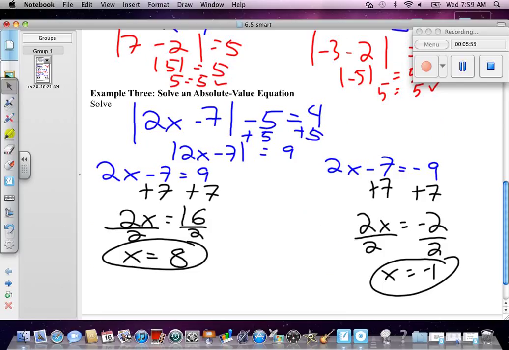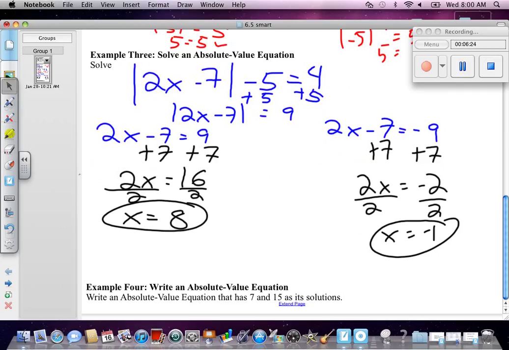8 times 2 is 16. 16 minus 7 is 9. 9 minus 5 is 4. So I know that one works. Let's try this one. What's 2 times negative 1? Negative 2 minus 7 is negative 9. What's the absolute value of negative 9? Positive 9. 9 minus 5 is 4, so that one works.